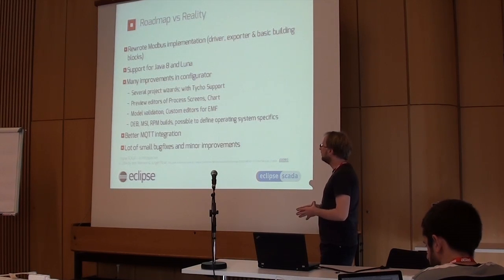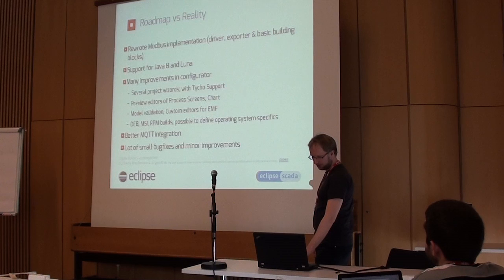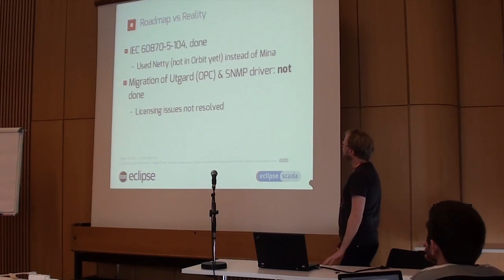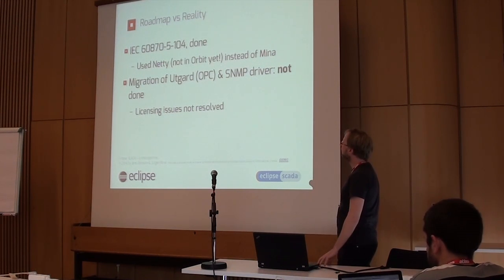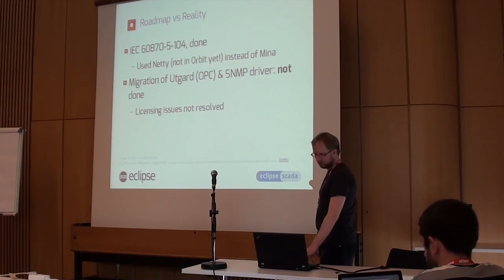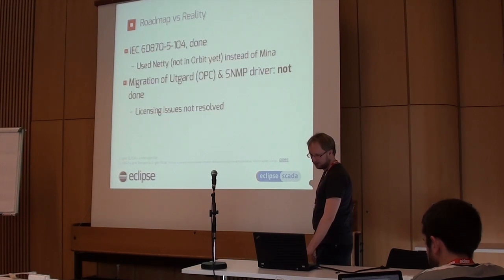We did a little bit of MQTT cleanup to have better MQTT integration, mostly for the Java One demonstration. And of course, there are lots of smaller things in there. What we did not do up to now is IEC 60870, also because we are using Netty for this implementation. We wanted to push it to Orbit so that others can use Netty from Orbit, which is also held back due to this issue. OPC and SNMP are also still in OpenSCADA due to licensing.